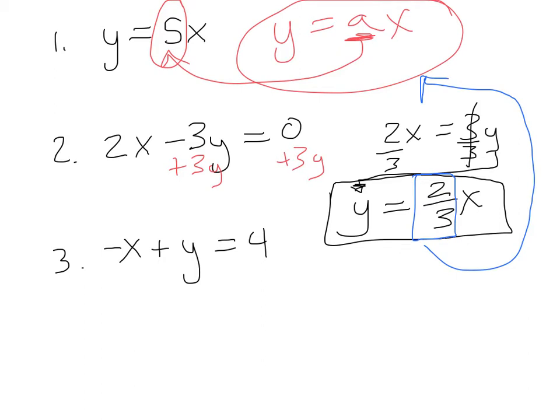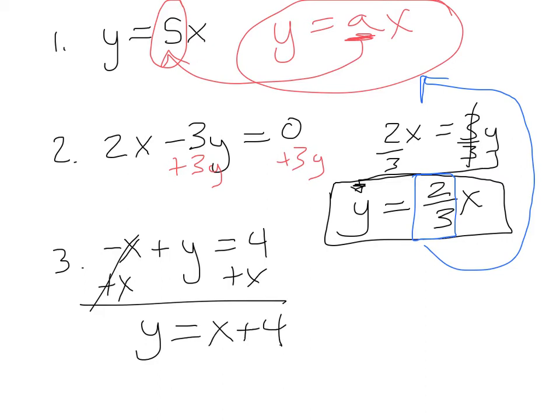This last example, let's get y by itself by adding x on both sides. When we do that, we've got y equals x plus 4. Wait a second, that's not in this form, y equals ax, so therefore this equation is not direct variation.